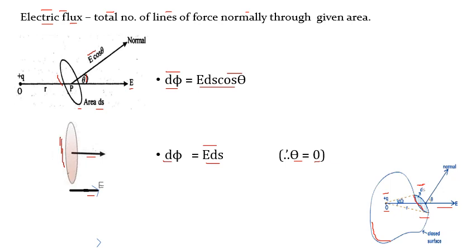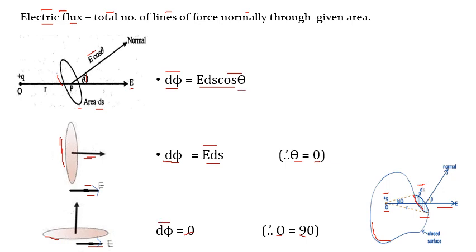Means when area is held in such a way that normal to this area is along E, the electric flux is maximum. Second case, when same area is held in such a way that normal to this area is perpendicular to E, then what about electric flux? सांगा किती येईल? This electric flux will be 0. Why? Because theta is 90 in this case, and we know cos 90 is 0.